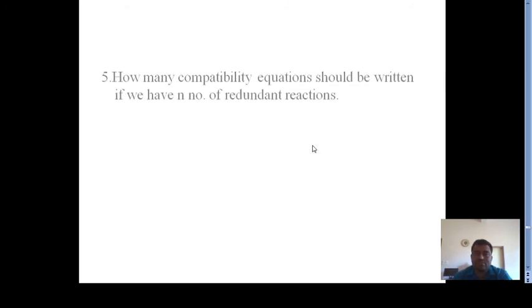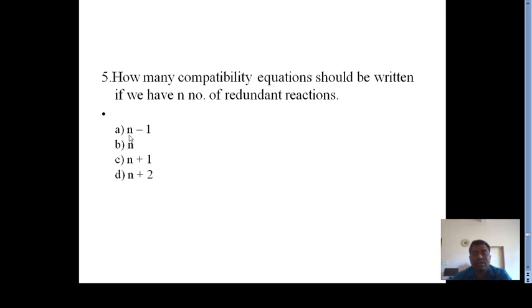Then the next question, the fifth and last question in this session: how many compatibility equations should be written if we have n number of redundants? For n number of redundant reactions, how many equations do we require to solve the redundant reactions? Option A is n minus 1.